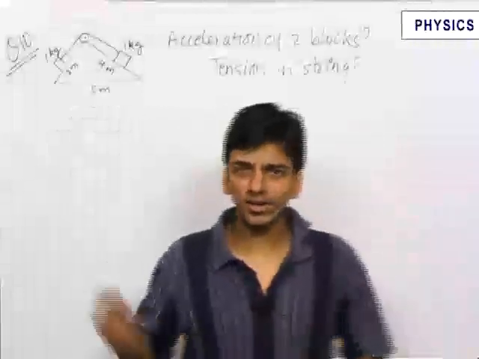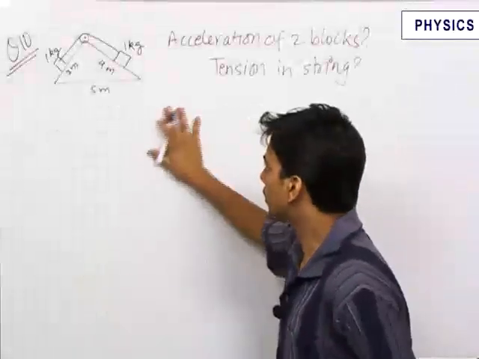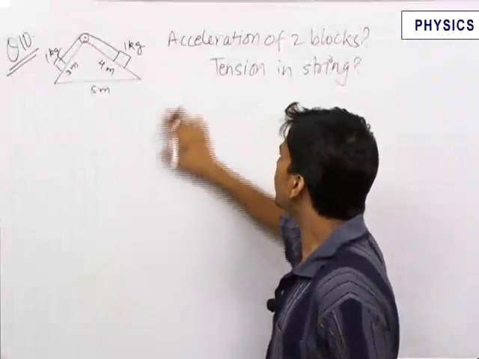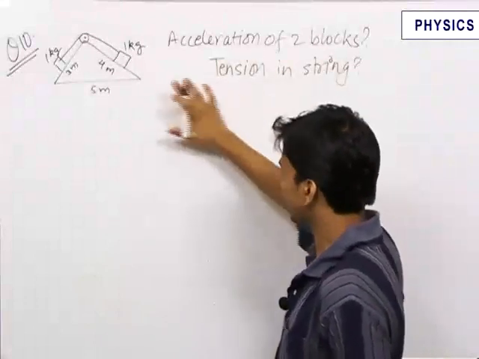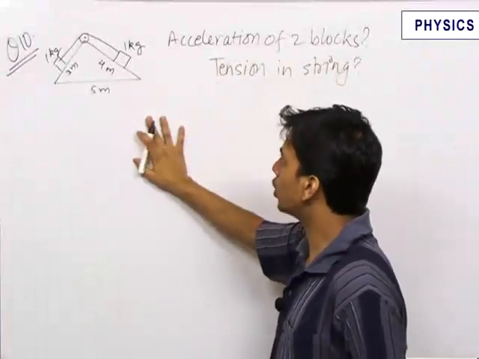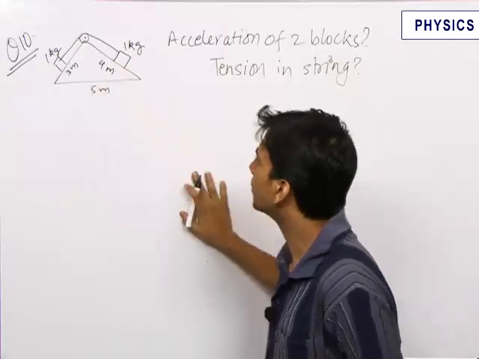So here we have another wedge problem, block and wedge problem. In this question we need to find out the acceleration of the two blocks and the tension in the string when the masses of both the objects are 1 kg and the sides as given.